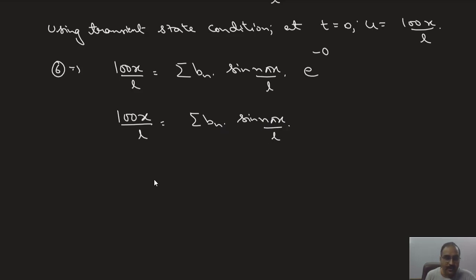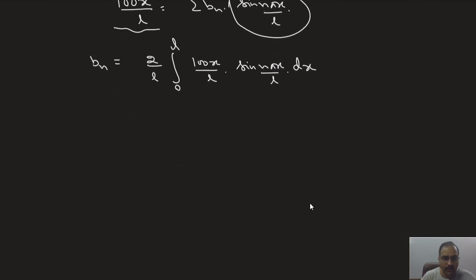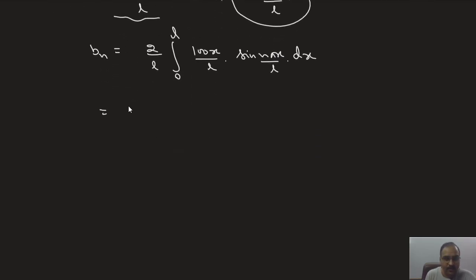Now using Fourier series, we can find the value of Bn will be 2 by length of the rod, integral from 0 to length of the rod of this function, that is 100x by L, into sine of n pi x by L into dx. Now we have to use the u into v formula to find the integration of this. So first of all, 2 by L into 100 by L is a constant, so I will take it common, and integrate from 0 to L, x into sine of n pi x by L dx.